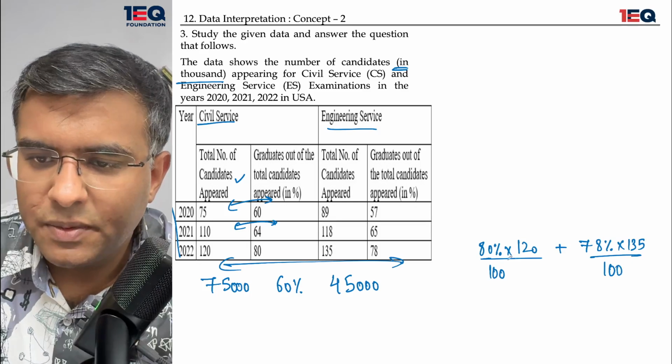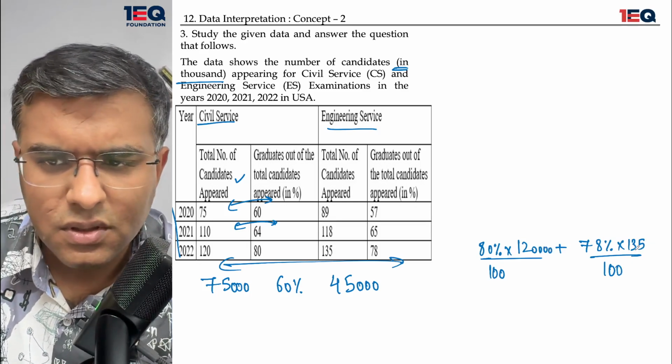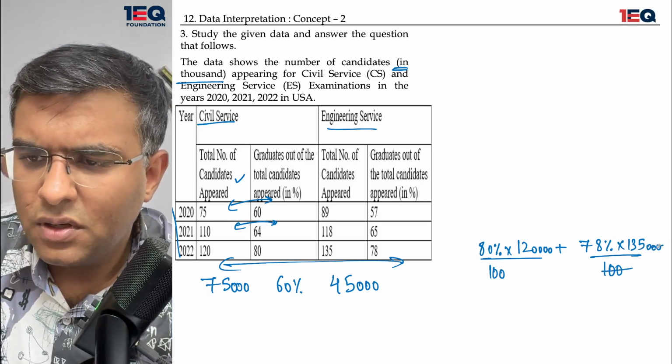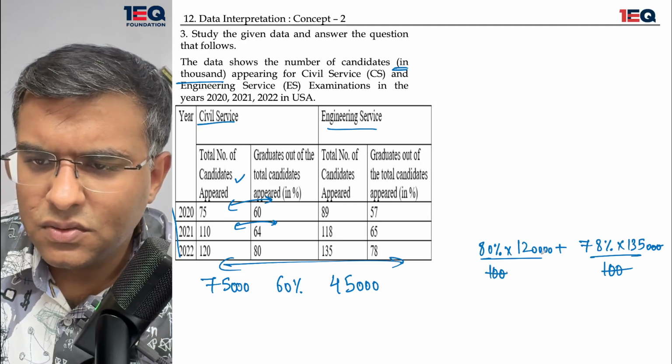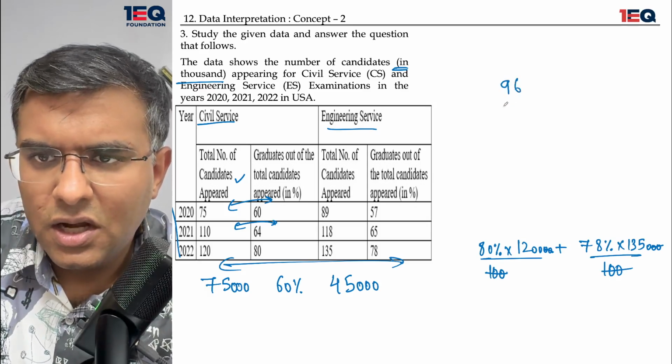Upon 100 to remove the percentage sign, and two more zeros here. No, three more zeros here, and three more zeros here. This is gone. Two zeros are gone. These two zeros are gone. Okay, so this is A twelves is 96.